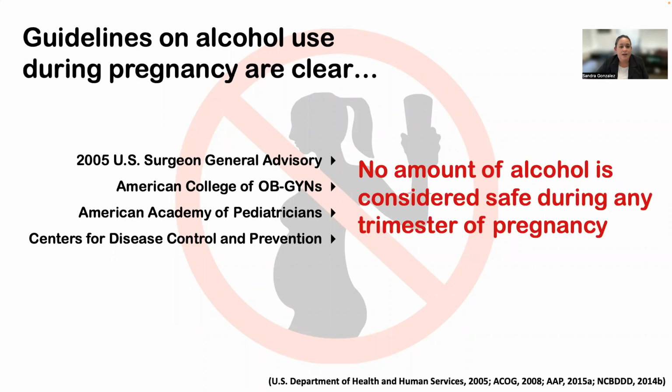Guidelines on alcohol use during pregnancy are clear. No amount of alcohol is considered safe during any trimester of pregnancy. And this statement is endorsed by the 2005 U.S. Surgeon General's Advisory, the American College of Obstetricians and Gynecologists, the American Academy of Pediatricians, and the Centers for Disease Control and Prevention. All of the agencies that I mentioned have endorsed the advisory that states no amount of alcohol is considered safe during any trimester of pregnancy. And as a note, this includes all types of alcohol.